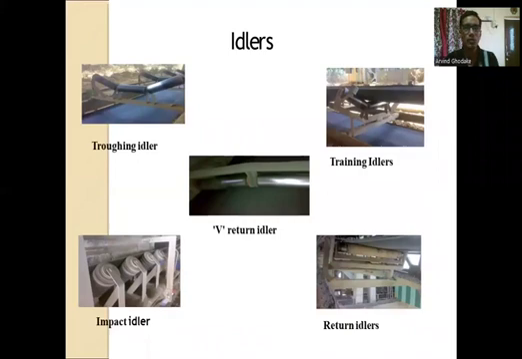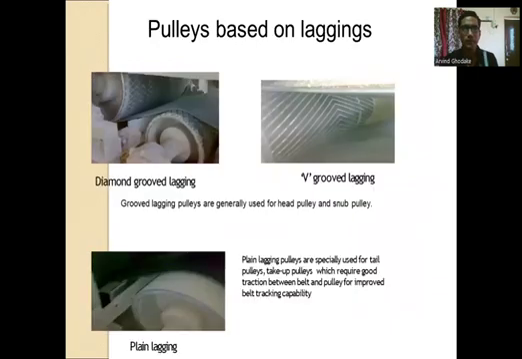Next are the types of idlers used in the belt conveyor. We know there are two main types of idlers, the carrying idlers and return run idlers. Here troughing idlers, that is the carrying idlers, are there. Then training idlers are there. Then V return idlers are there. Then impact idlers are there. Then return idlers are there. So these are the various idlers used in the belt conveyor.